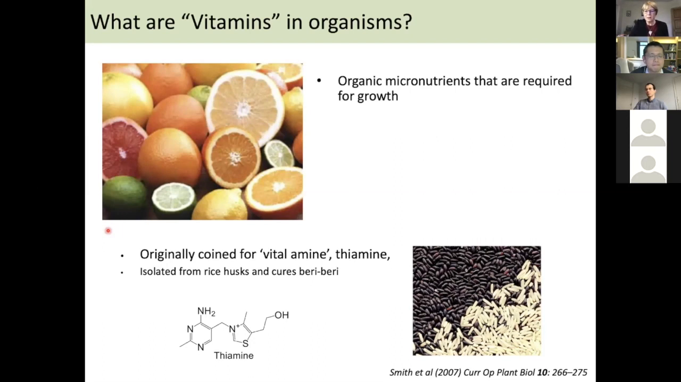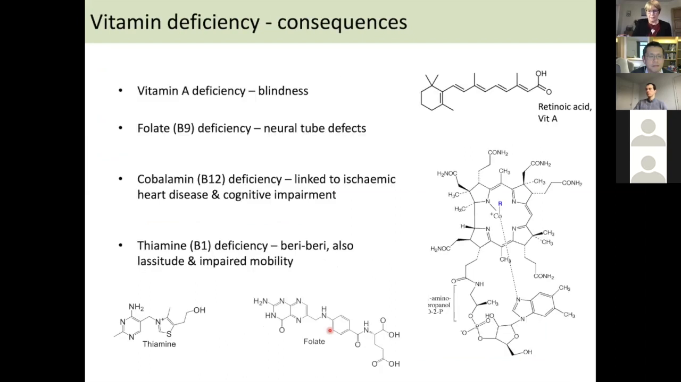So vitamin was a term that was originally coined as vital amine, and then it was contracted to thiamine, which was the first vitamin that was identified, and it was isolated from the husks of brown rice, and it cures beriberi. So beriberi is a deficiency disease when you have insufficient thiamine in your diet. There are lots of other vitamins though, and there are characteristic deficiency diseases for all of them.